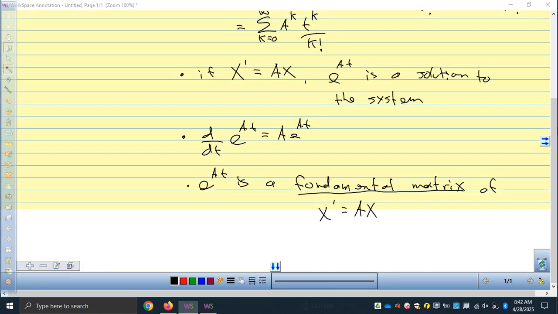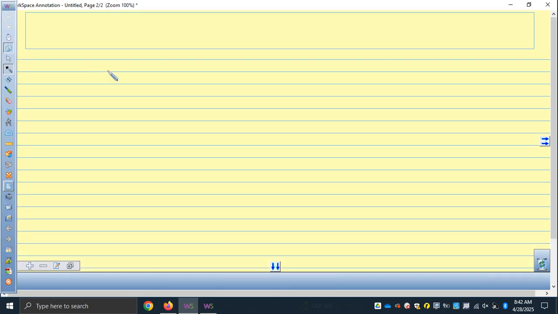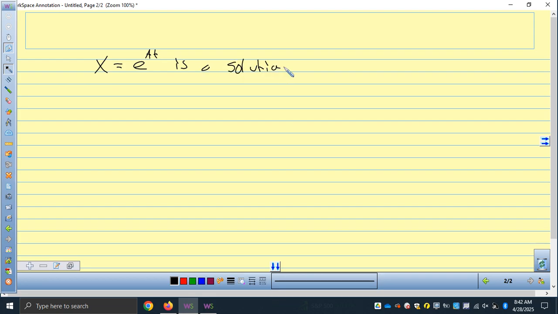So we're going to look at an alternate way to calculate the matrix exponential. If we can calculate the matrix exponential in a different way, then we can solve a system of differential equations in this different way. So we know that x equals e to the At is a solution to x prime equals Ax.